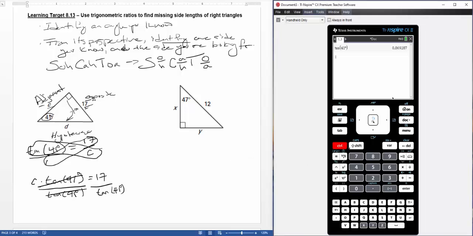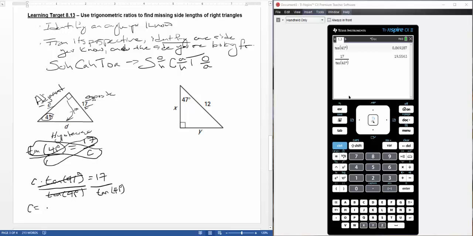We'll do control divide to get a fraction, 17 on top, and then trig tangent of 41, and then the degree symbol is underneath of pi. Hit enter, and 17 divided by tangent 41 is 19.5563. In your directions, it'll tell you what to round to.